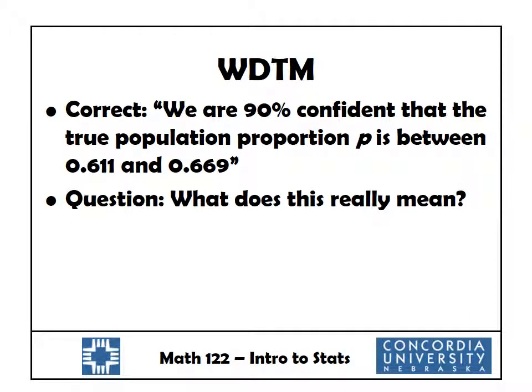And so then we interpreted that confidence interval in this way. We said that we are 90% confident that our true value of P is somewhere between 0.611 and 0.669. And so the question that we want to try to answer in this activity is, what does this really mean? Specifically, what do we mean by 90% confident?